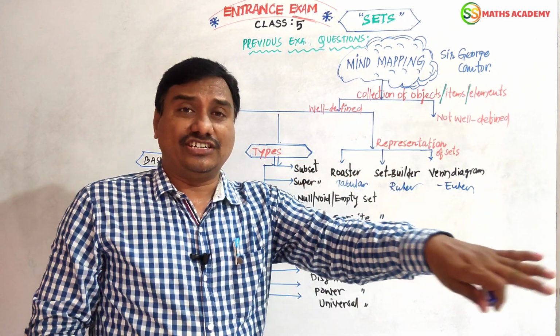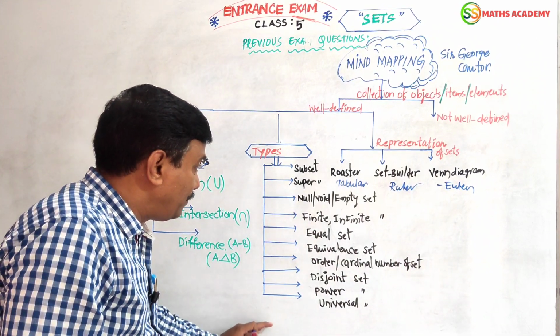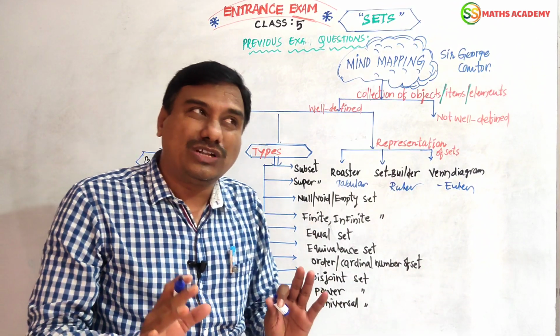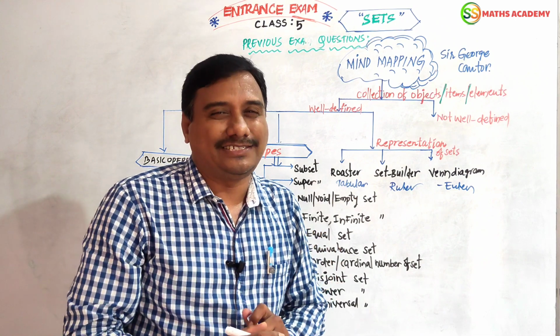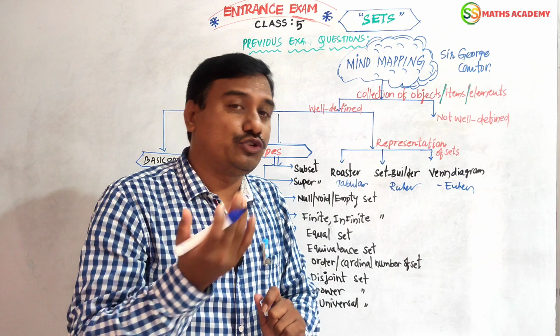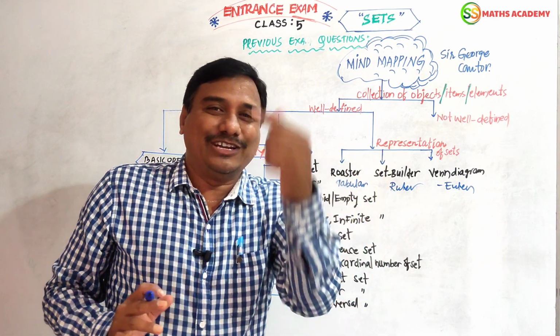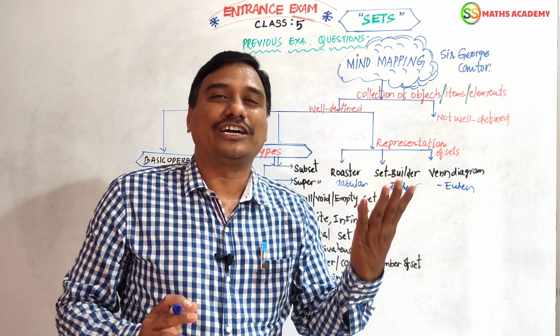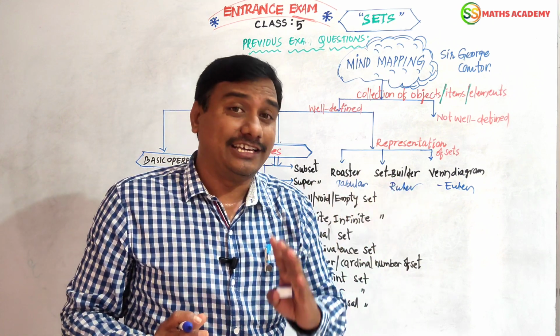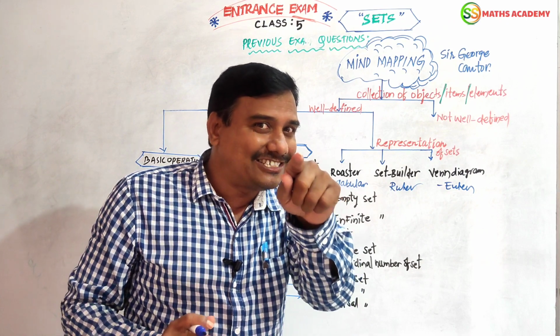Friends, after representation, how many types of sets are there in this concept? These are the main important concepts. Total 10 types of sets are there. We should discuss that. In that only we should frame a question. They will frame the question from this area and give it in the exam. We know the concept, so we have to write the answer directly. After seeing the concept, you will tell the answer.